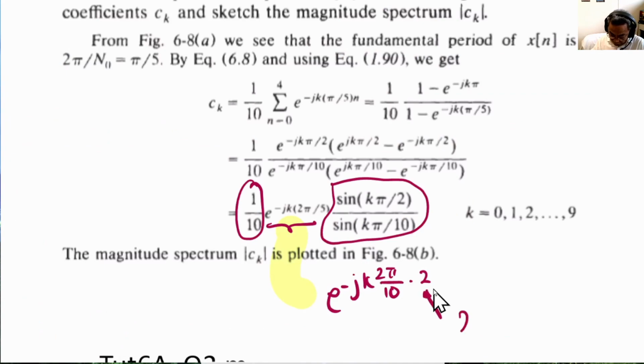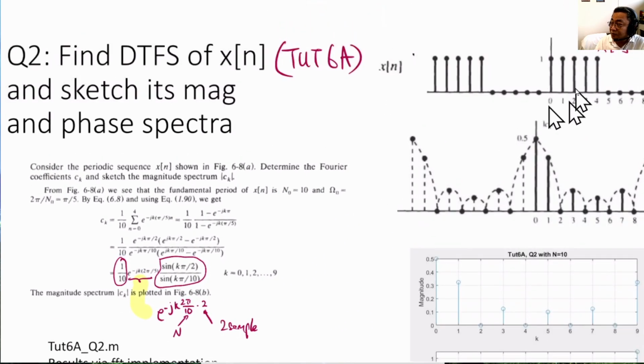Because we are delaying by 2 samples, this is the equation e^(-jk2π/10 · 2), where 10 is N, and now it reduces to 2π/5. So basically, this c_k coefficient is exactly what we have found in our handout 6.2, and it is 1/10 multiplied by this. But because this pulse is delayed by 2 samples to the right-hand side, we need to introduce this exponential here for the phase delay.